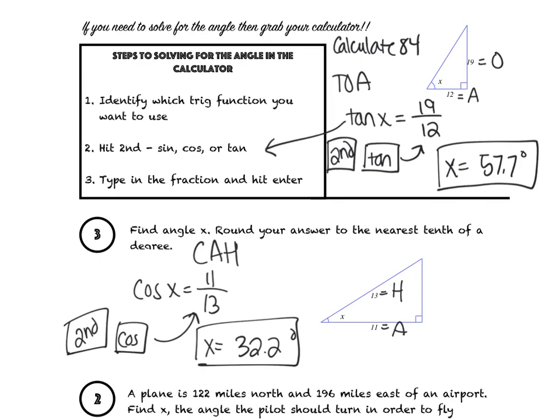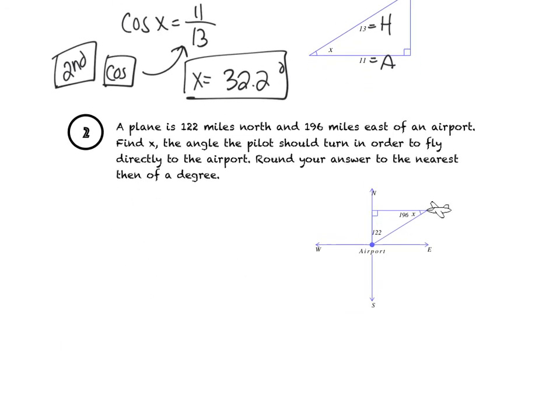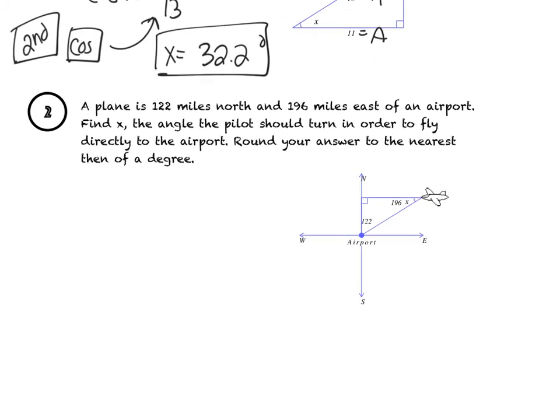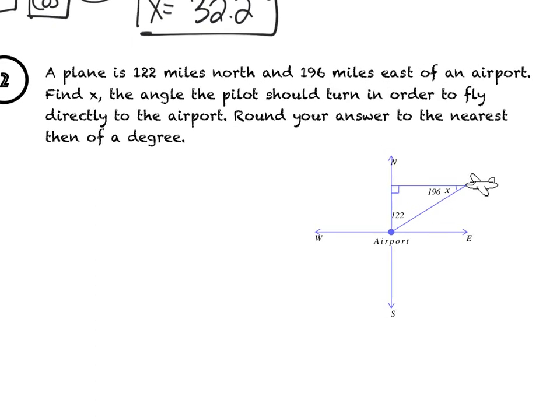Okay, let's try one more. This one is just an example of what a word problem would look like, but you're still trying to find an angle. If I zoom in a little bit, you can tell that you're still trying to find that little angle x. Again, we're going to have to use the second button, but we've got to figure out what we have. They give us that in relation to x, 196 is adjacent to x, and they also give us that 122 is opposite of the angle x.